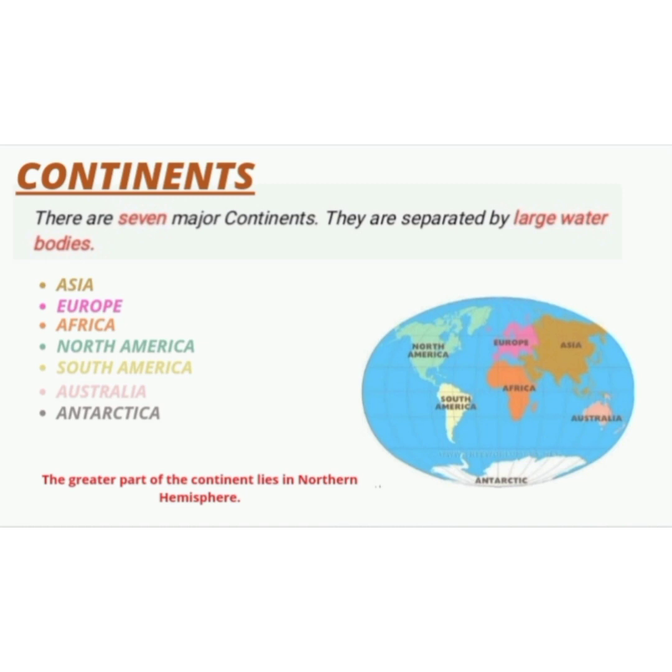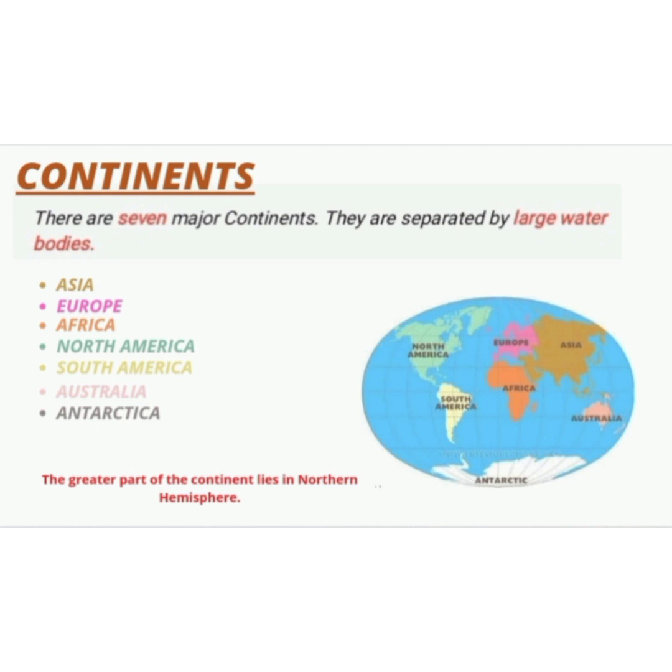Now we will study about continents. As we have studied above, that the large land masses of Earth's surface are known as continent. So there are 7 major continents, and they are separated by large water bodies. So what are that continents? They are Asia, Europe, Africa, North America, South America, Australia and Antarctica. And also there is one interesting fact that the greatest part of continent lies in the northern hemisphere.